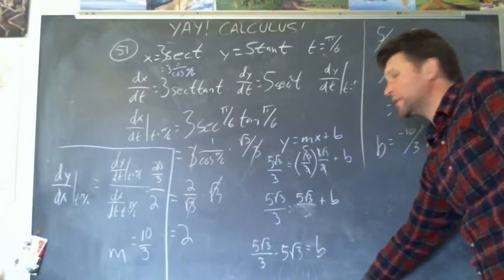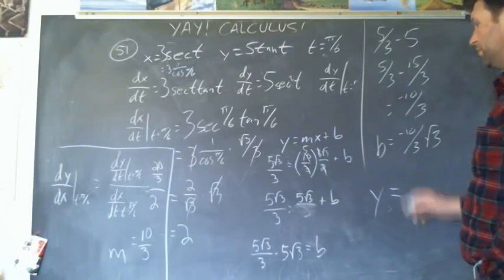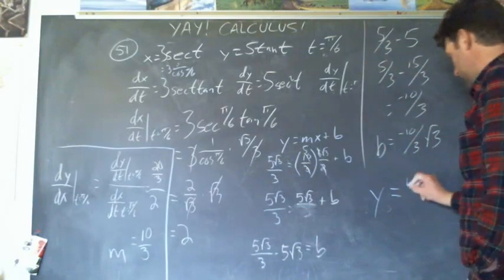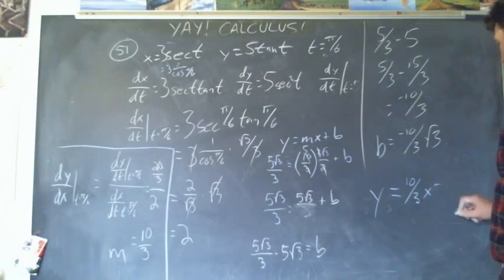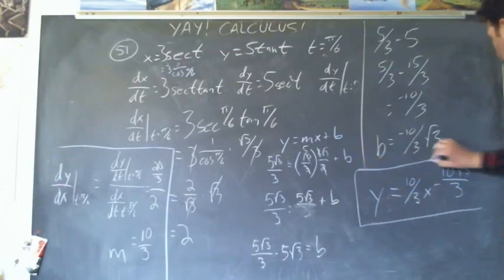So our solution, the equation of our tangent line, is y equals, our slope is 10/3, x minus 10 radical 3 over 3. And these two could cancel. You could have 10 over radical 3. But I don't see any harm leaving the denominator rationalized.